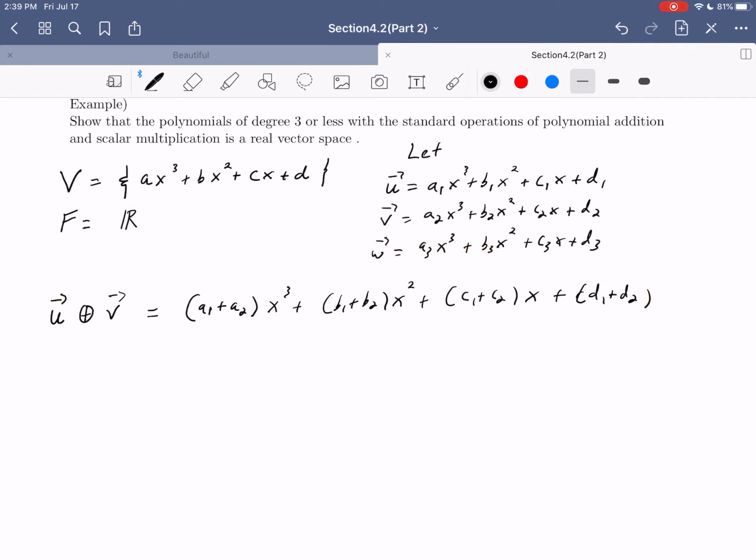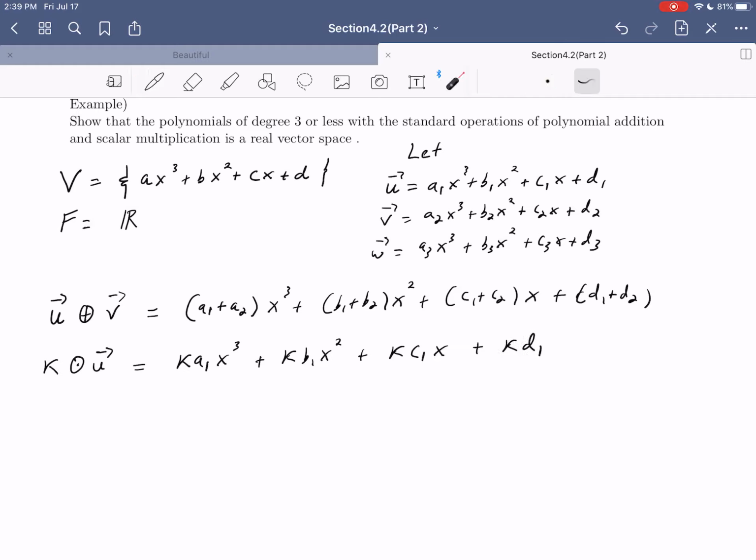And then our scalar multiplication, if k is a scalar, then k dot u, again, it doesn't matter that we use u, but that's the one I wrote first. Well, how do you multiply a scalar onto a polynomial? We know it just distributes onto each term. So it would become ka1x^3 + kb1x^2 + kc1x + kd1.